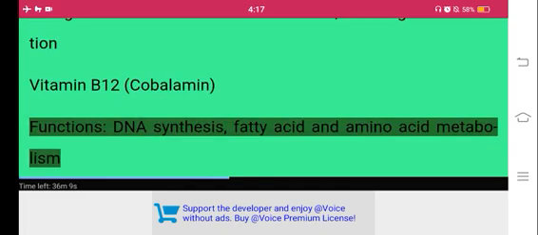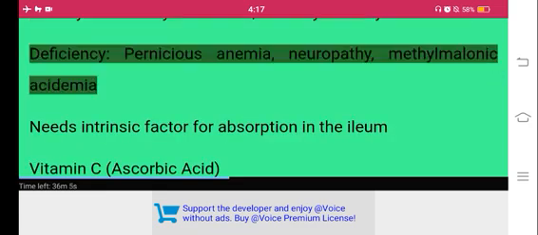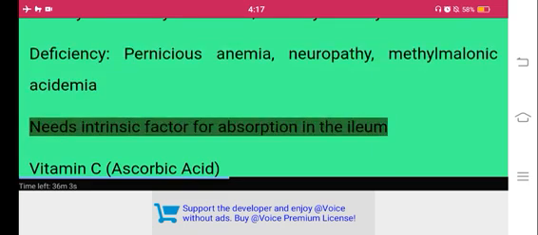Vitamin B12, cobalamin. Functions: DNA synthesis, fatty acid and amino acid metabolism. Coenzymes: methylcobalamin, 5'-deoxyadenosylcobalamin. Deficiency: pernicious anemia, neuropathy, methylmalonic acidemia. Needs intrinsic factor for absorption in the endothelium.